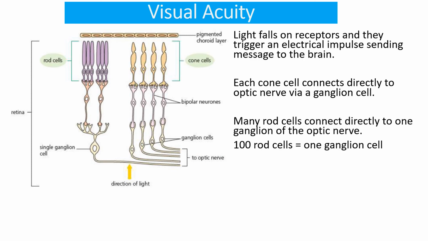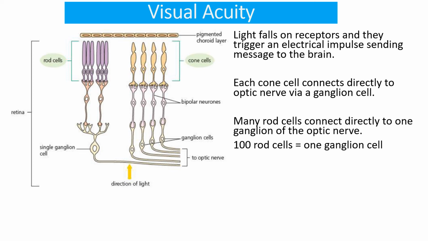So just to finish off then, we said that light falls on the receptors, and they send the trigger to the brain. Each cone cell connects directly via one ganglion cell, whereas many rod cells connect via one ganglion, and therefore you've got less visual acuity from the rod cells, but you have a higher detection of light.